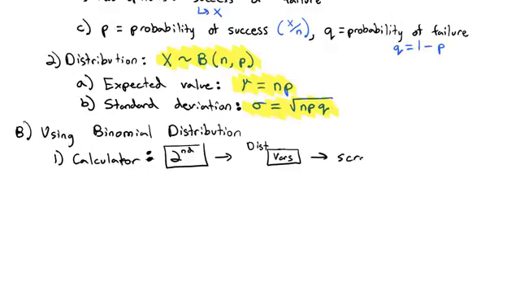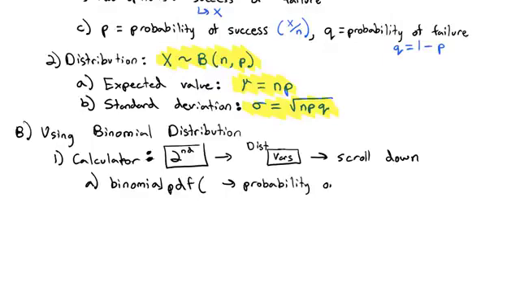So then we will scroll down, and there's 2 options for the binomial. The first option is called the binomial PDF, and it opens a parentheses. That one gives us the probability of exactly x successes.